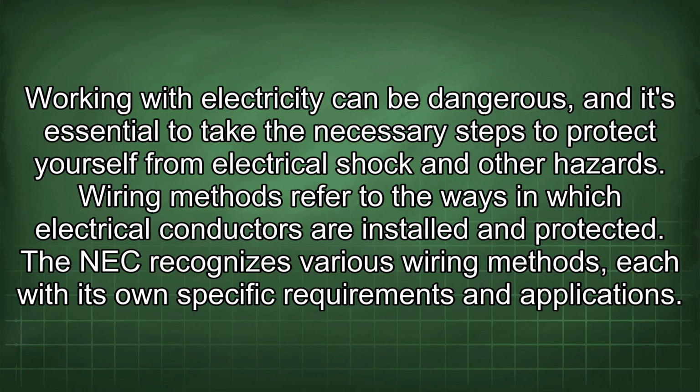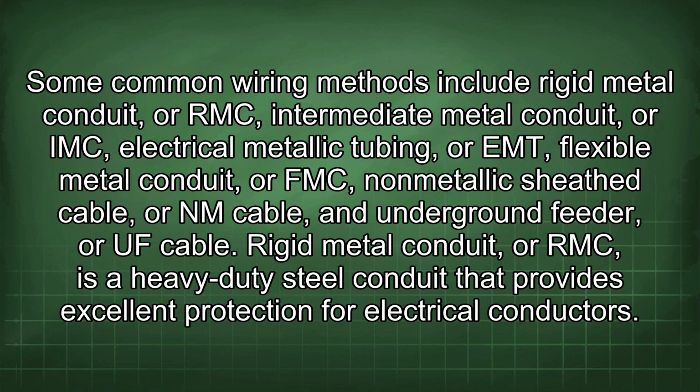Wiring methods refer to the ways in which electrical conductors are installed and protected. The NEC recognizes various wiring methods, each with its own specific requirements and applications. Some common wiring methods include rigid metal conduit, or RMC, intermediate metal conduit, or IMC, electrical metallic tubing, or EMT, flexible metal conduit, or FMC, non-metallic sheathed cable, or NM cable, and underground feeder, or UF cable.